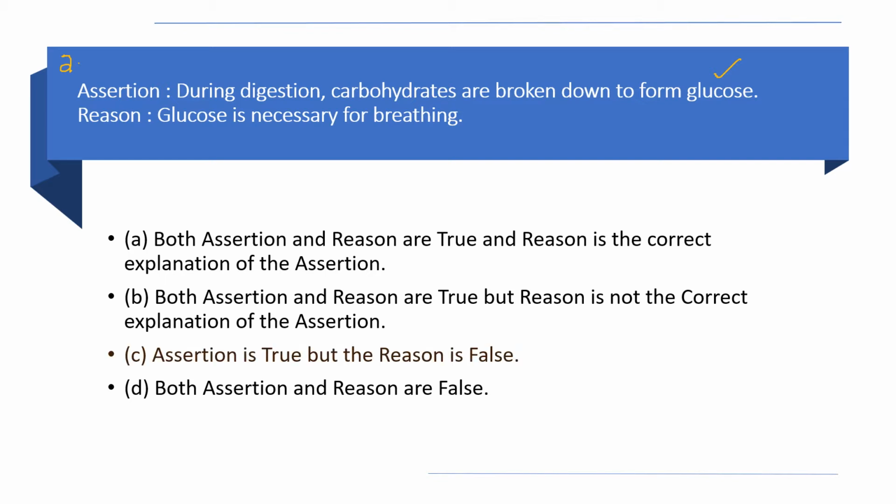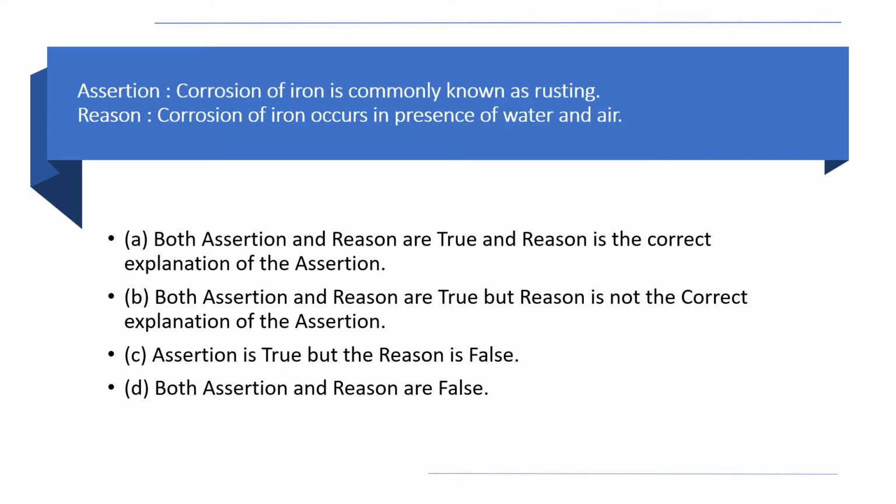So here the answer is: assertion is true but reason is false. The reason, that glucose is necessary for breathing, is false, but the assertion is true. Clear? Okay, moving to the third question.